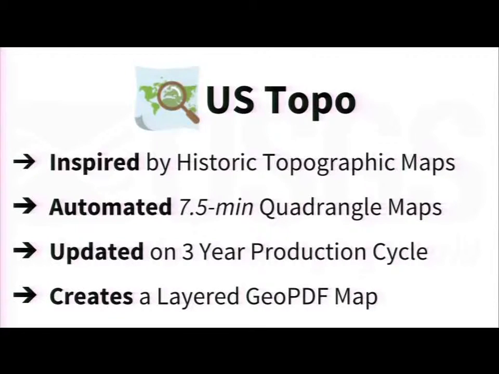And we've put it into a 3-year update cycle, so there's roughly 55,000 topo maps, so that works out to about 18,000 maps a year created. And they're creating this layered GeoPDF map. So we get everything from ortho imagery to hydrography, boundaries, names, transportation, and then contours and shaded relief.